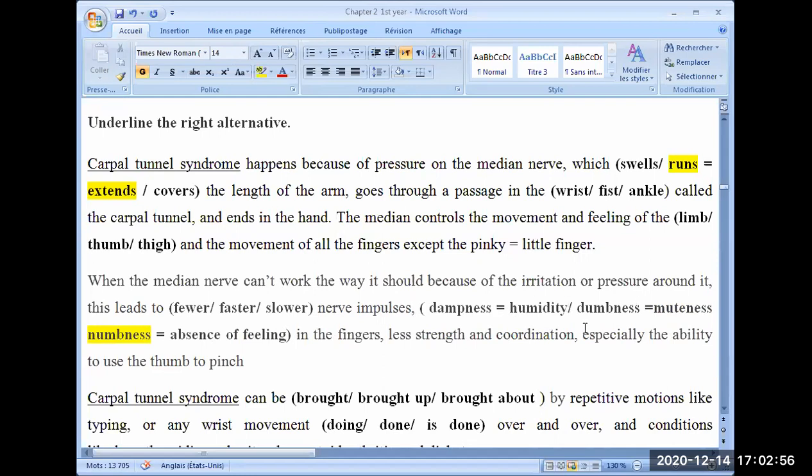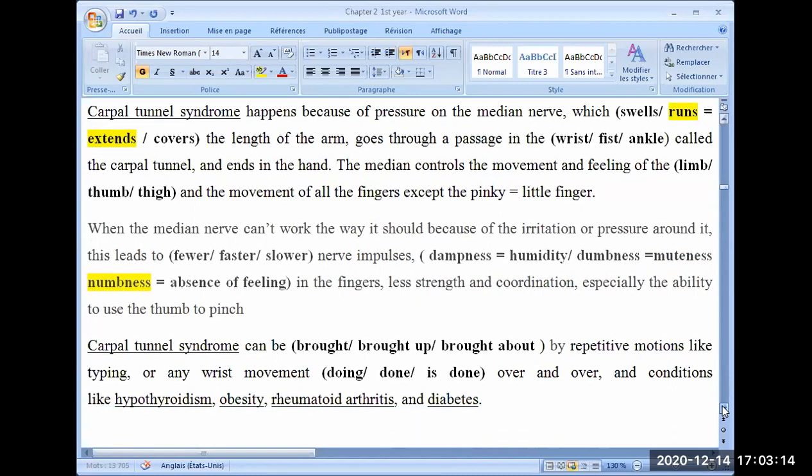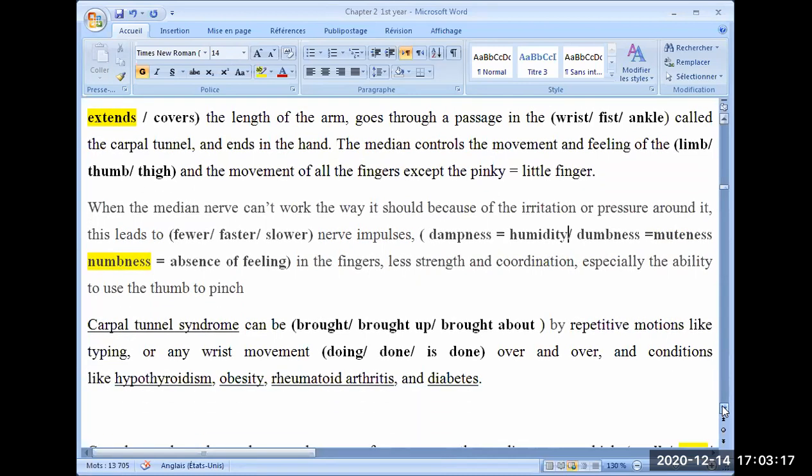But here we use numbness, absence of sensation in the fingers, less strength and coordination, especially the ability to use the thumb to pinch. Okay, let's carry on. Carpal tunnel syndrome can be brought by repetitive... Which one? Number 3 or 2 or 1? Number 2. Brought up by repetitive motions like typing.